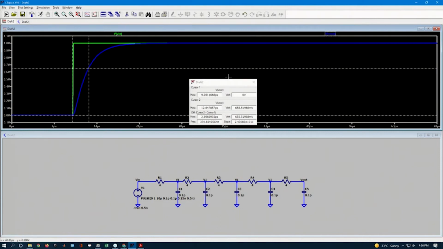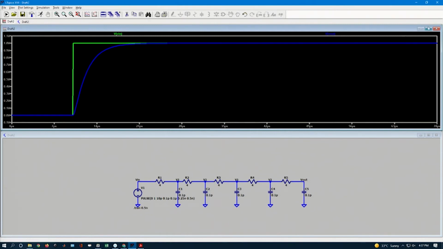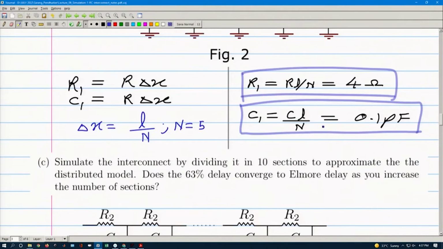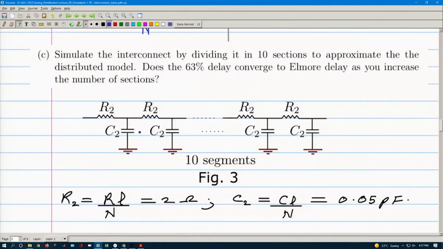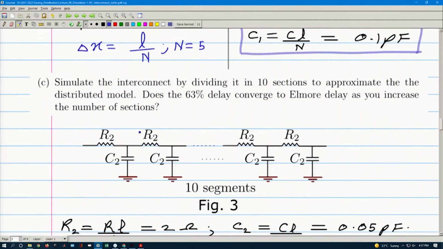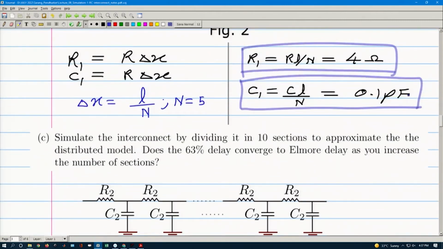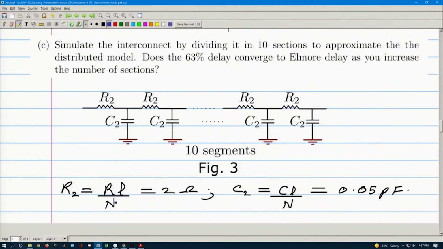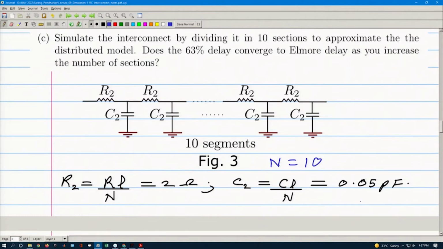So, what I have done is that I have gone ahead and created this type of circuit. Let me then show you the comparison. Now, we have computed this. Similarly, you can create your 10 segment circuit. In that case your R2 will be RL divided by n, where n is equal to 10 in this case, and then if you substitute the values you will get something like this.